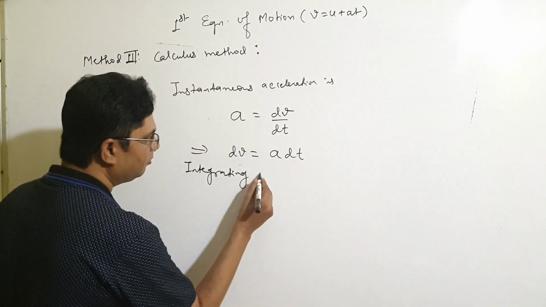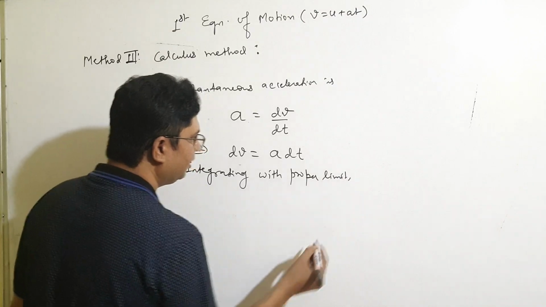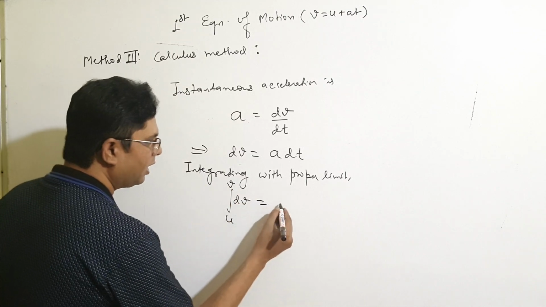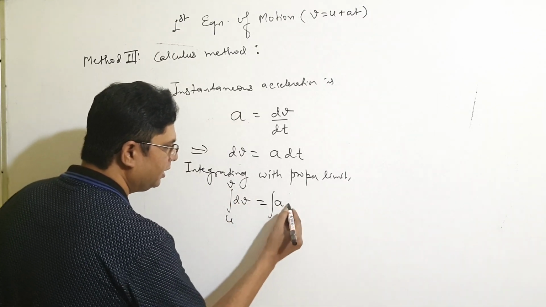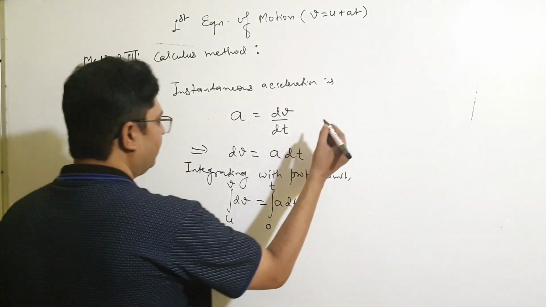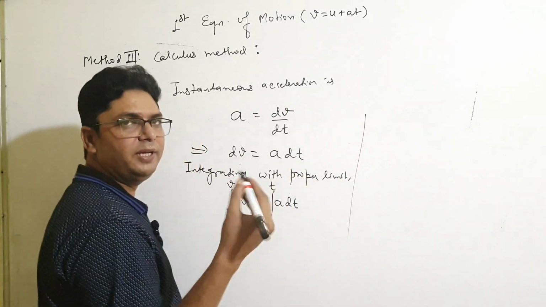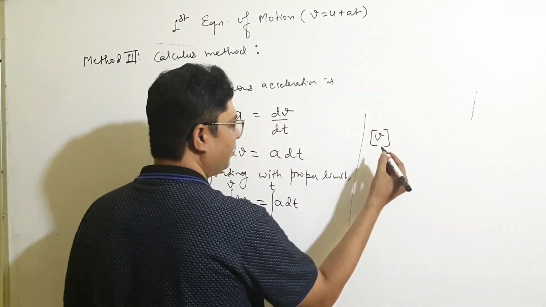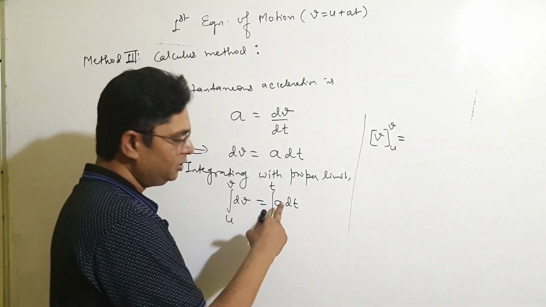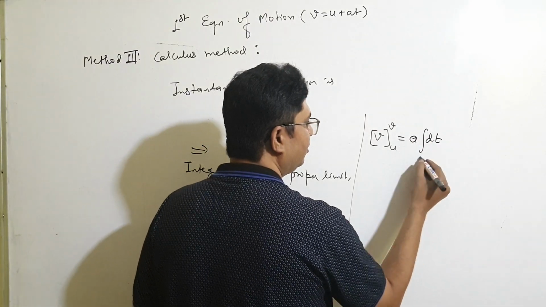Integrating with proper limit. So you have integration here, dv, limit is u to v, and on the RHS side a integration dt, and time is 0 to t. So on the LHS side integration of dv is v, so write here v, give a bracket, write here u, v is equal to, this a is constant because it does not depend on dt, so take the a out, so a is outside, dt 0 to t.